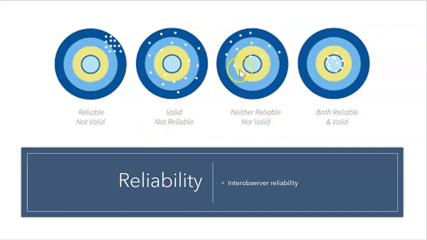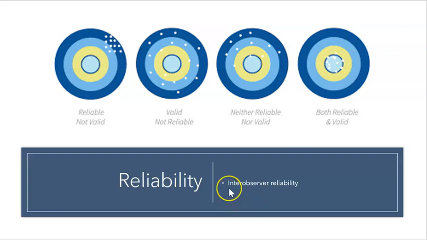This one is just neither reliable nor valid, so you hit a different place every time, and at no time does it average out to the middle. And then this last target is what we're always aiming for, where we have good reliability, we're hitting in about the same spot every time, and we're hitting where we aimed. We're measuring what we want to measure. So this is both good reliability and good validity.